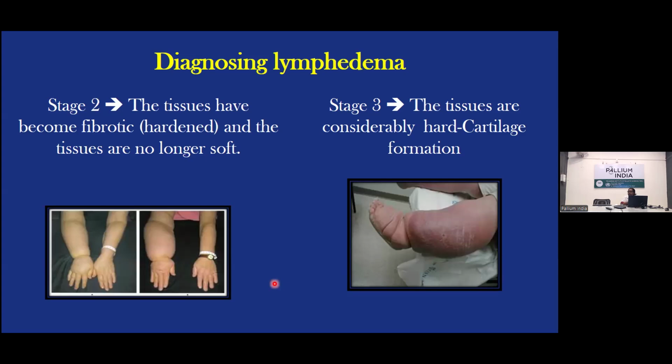And the next stage is 3. The tissues are considerably hard and cartilage formation will be there. Sometimes crease formation is also there. So that is stage 3.